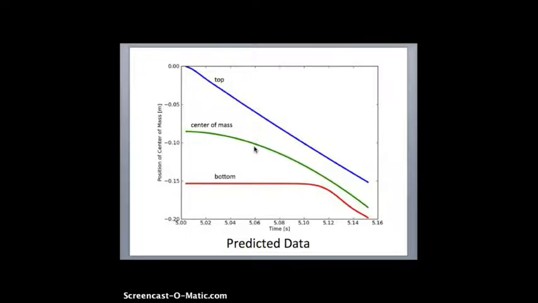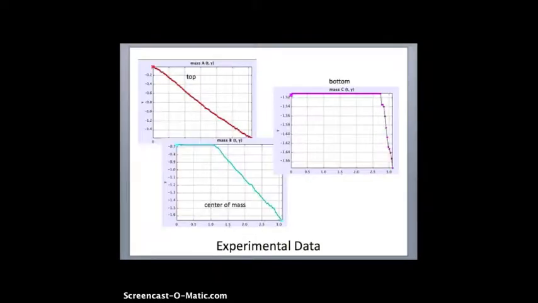Now let's compare my model to the experimental data I extracted. The trends for the motion of the top and bottom of the slinky are almost perfectly represented, but the center of mass does not show a parabolic trend, like the model predicted. This is most likely due to my inability to accurately place each point of mass on Tracker.